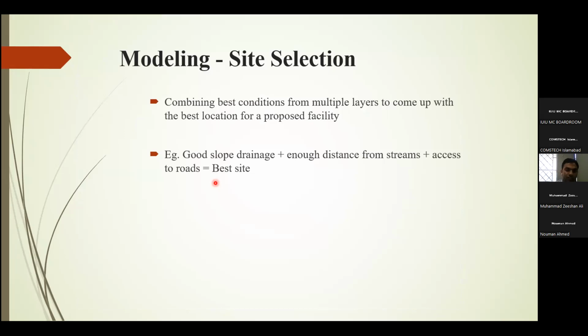Site selection is combining the best conditions from multiple layers to come up with the best location for the proposed facility, that is, good slope drainage, enough distance from the stream, and access to road. So like we have in the attribute table, that type of attribute should be shown within the backend of the data of the layer. After that, we can get the best site for the area.